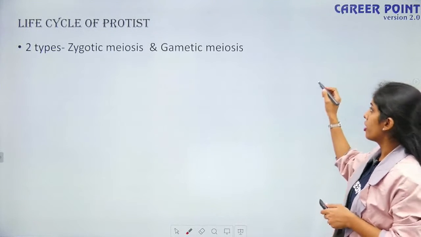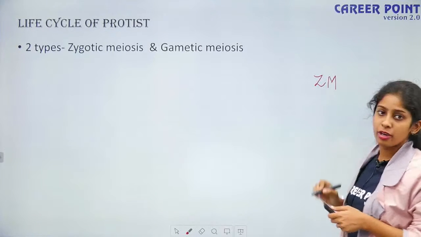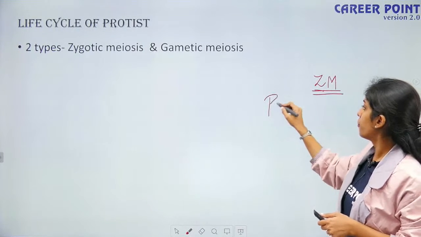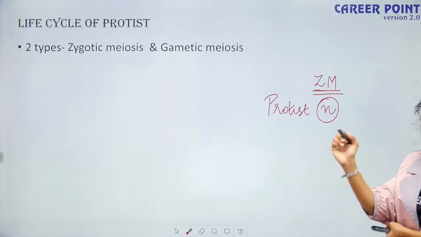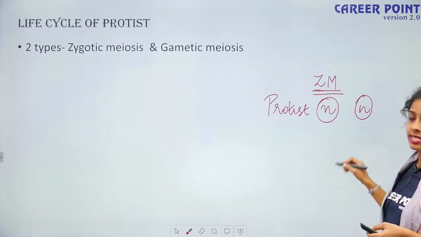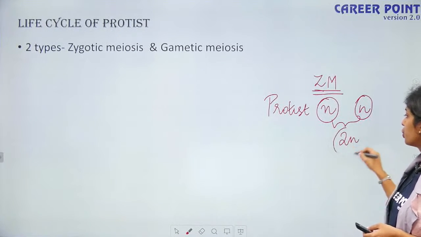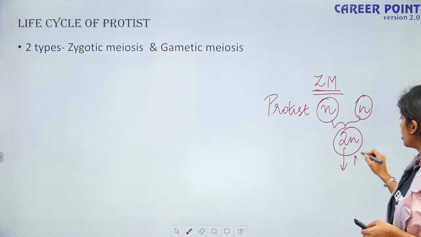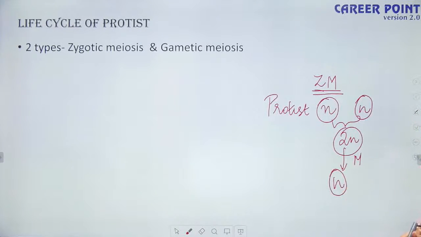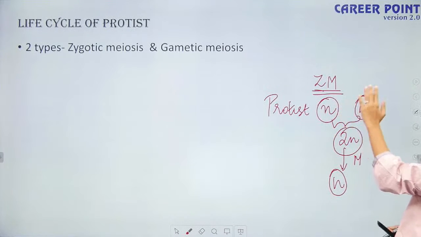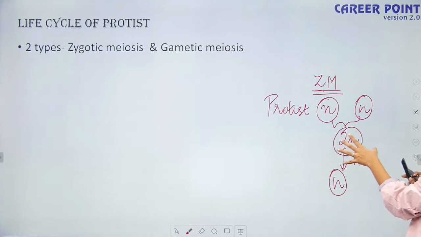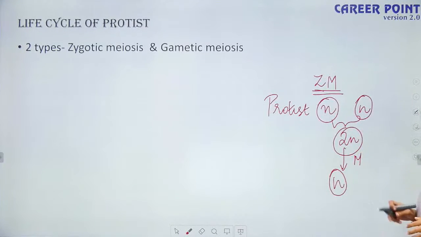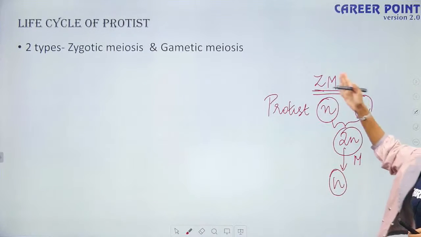So what do I mean by zygotic meiosis? Explaining zygotic meiosis, here the protist itself is haploid. The main body of your protist is haploid. You have two haploid cells which will fuse and form your zygote, which is diploid, and the diploid zygote will undergo meiosis to form an adult protist. So initially the body of the protist is haploid. Two different protists come together, they fuse to form a zygote which is diploid, and the zygote will undergo meiosis to form an adult protist. Such a life cycle is called zygotic meiosis.